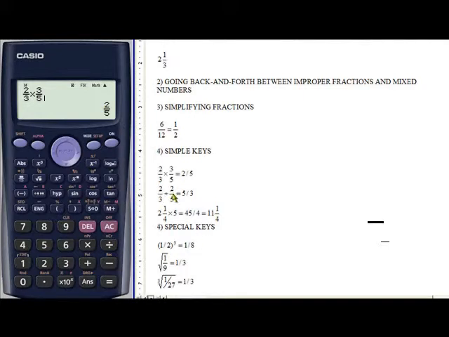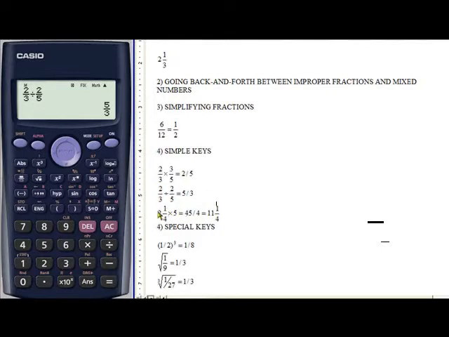How about doing a division problem? Same way. 2/3 divided by, this time, oops, you have to make sure that you are, oops, let's do it again. 2/3. Make sure you go to the right so that you push it right after the fraction. Divided by 2/5. I go to the right, equals 5/3.